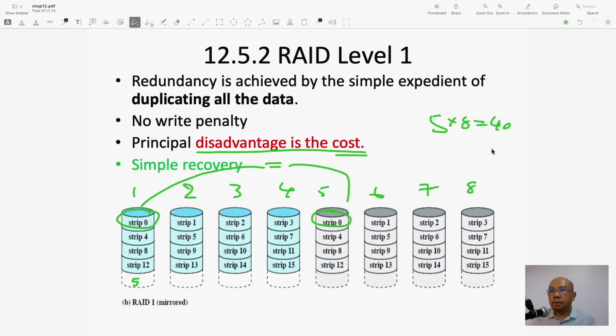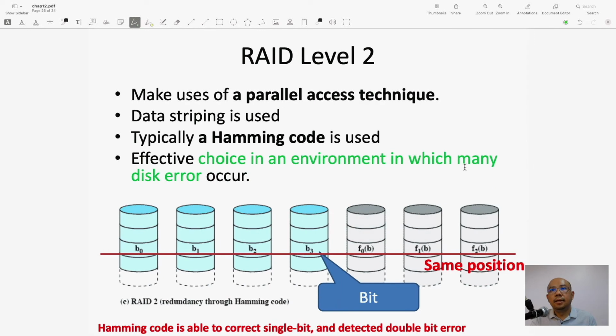That means, for example, I have a video file. The video file will be split into strips, which are large parts, maybe 10 megabytes or 100 megabytes for each part of your file.